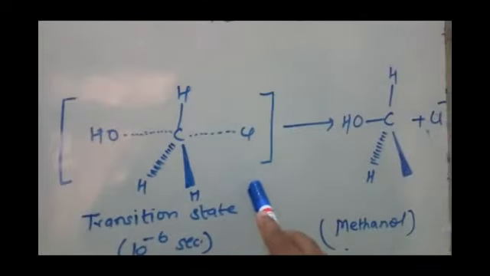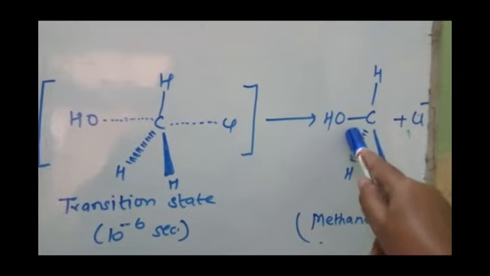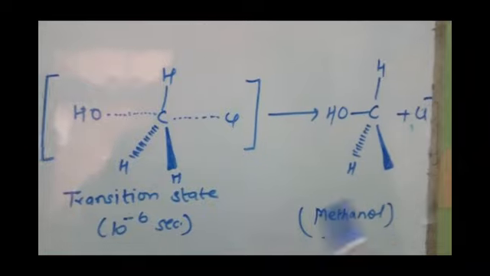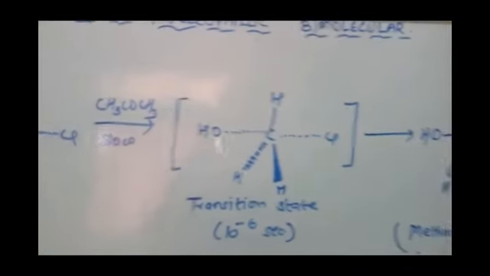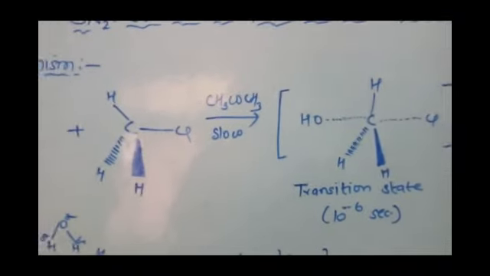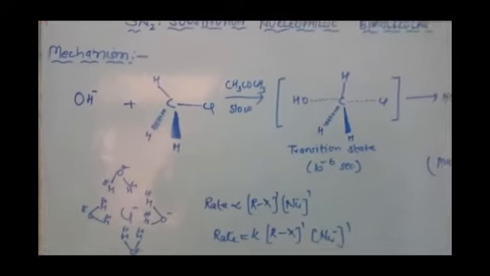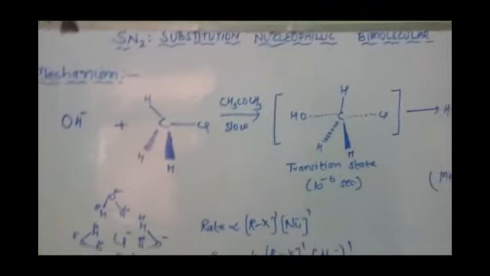And then this halide ion will be removed and the bond between the nucleophile and the carbon will be formed to give the product. So it's a single step, slow process, and hence the product will be formed. Understood this? Now we will consider the characteristics of this SN2 reaction.